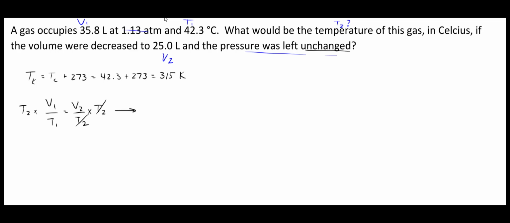So now I have T2 times V1 divided by T1 equals V2. The way that we want to get rid of V1 and T1 is to multiply by the reciprocal. Let me get that arrow out of the way for the time being. Make it a little smaller. So I'm going to multiply both sides by T1 over V1.